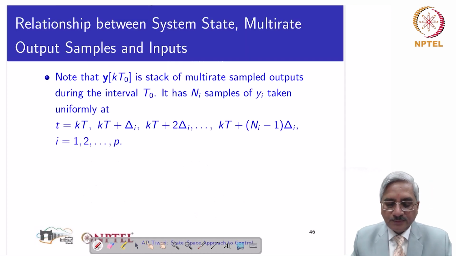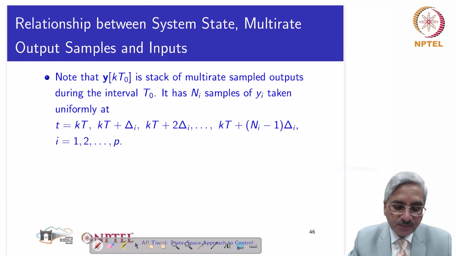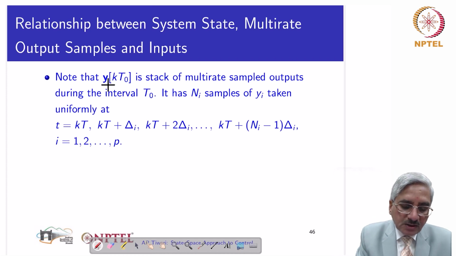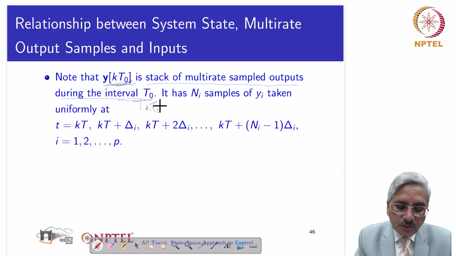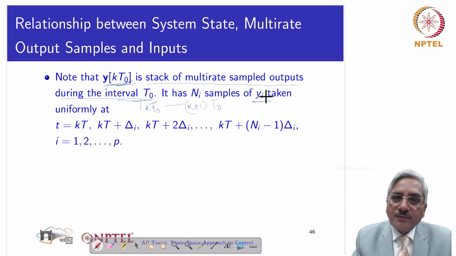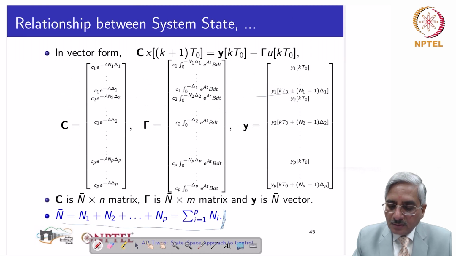So now, I will come to that, elaborating that equation, what it physically appears as. But we first see interpretation of y. This bold y kt0 is a stack of all multirate sampled outputs during the interval k plus kt0 to k plus 1 t0, interval of length t0. So n1 samples of y1, n2 samples of y2 and so on is stacked.